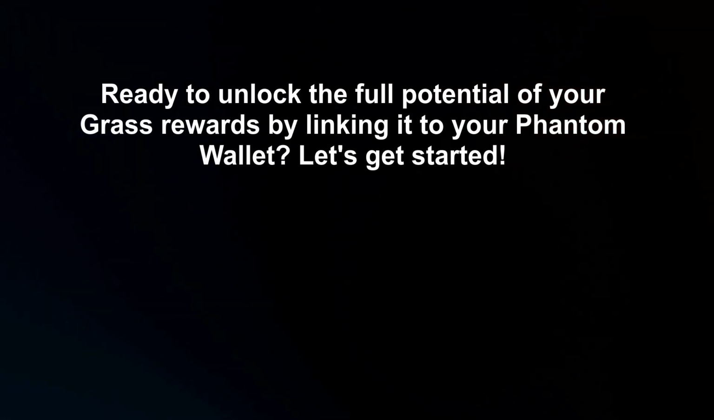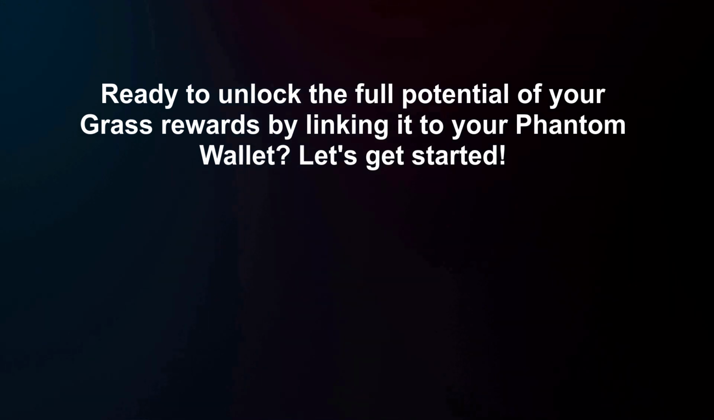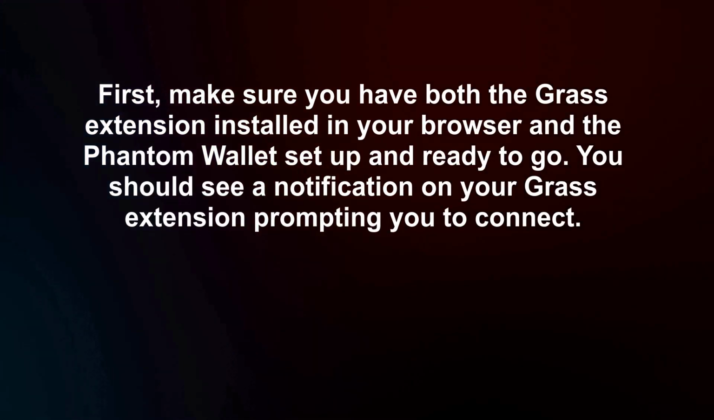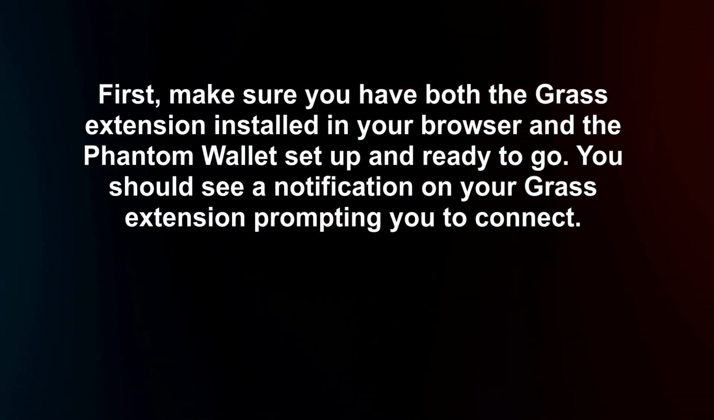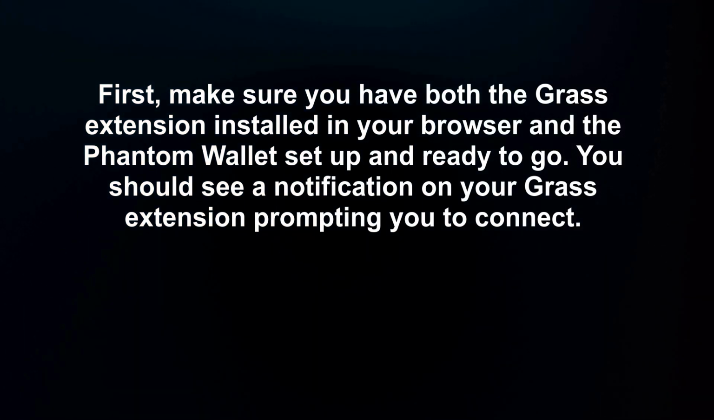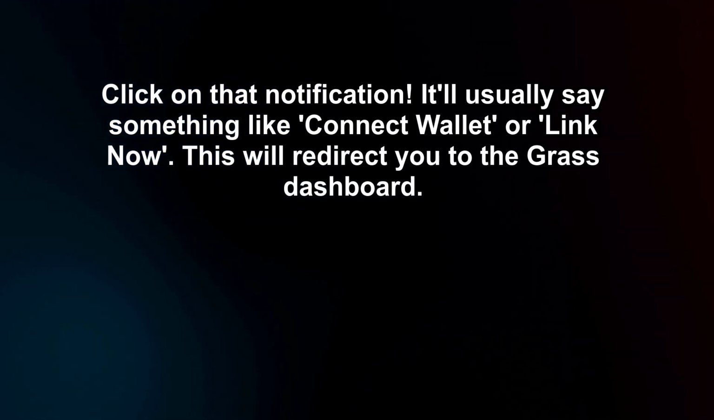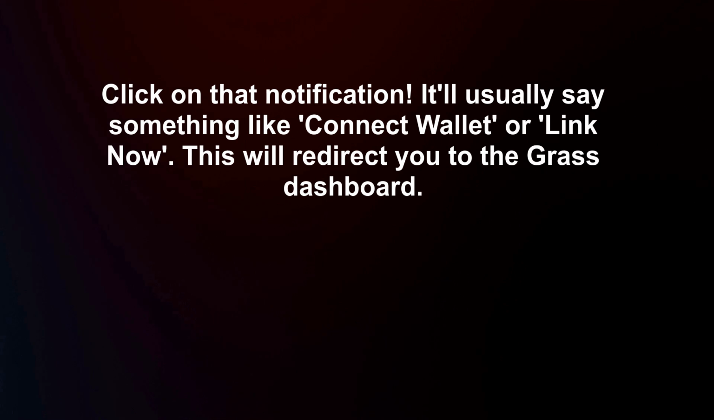Ready to unlock the full potential of your Gross rewards by linking it to your Phantom wallet? Let's get started. First, make sure you have both the Gross extension installed in your browser and the Phantom wallet set up and ready to go. You should see a notification on your Gross extension prompting you to connect. Click on that notification. It usually says something like Connect Wallet or Link Now.